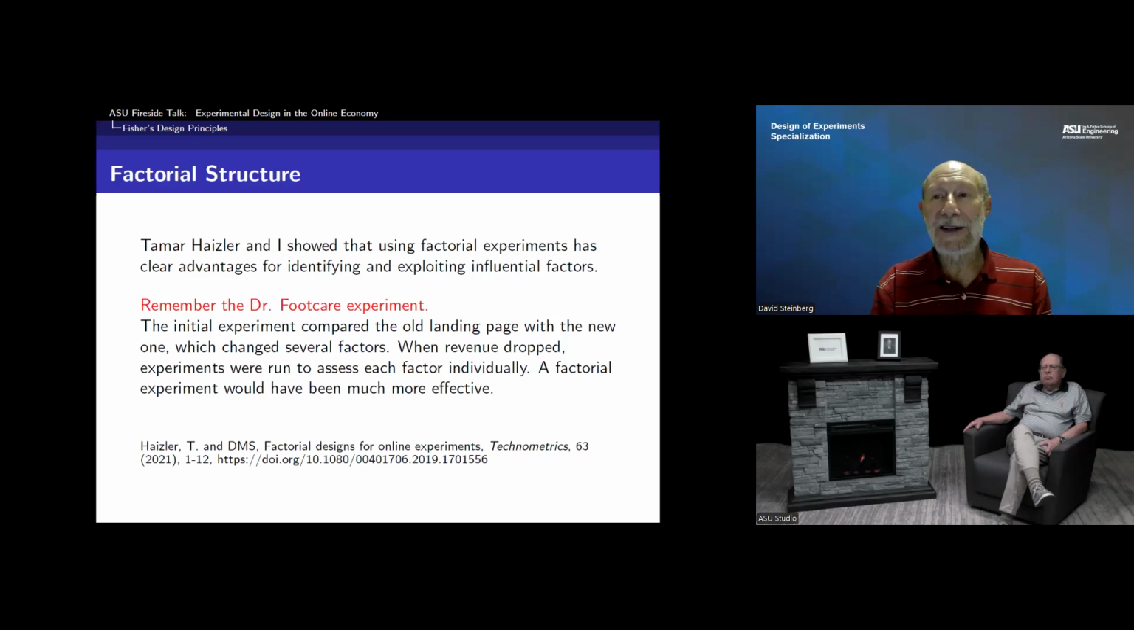The Dr. Footcare experiment that I talked about earlier was a very good example. There actually were, if I remember right, 5 different factors that were changed between the old landing page and the new one. And when they turned out to not be a good idea, they went back to the new one and began to test each of those factors one at a time. They could have run a factorial experiment. Had they done that from the start, they would have learned much faster that mentioning the discount coupon was a big loser, and tested all the other factors to see which of those really did improve things.